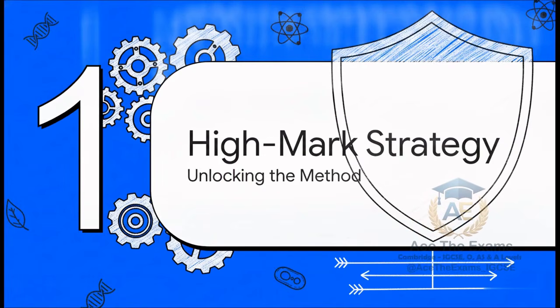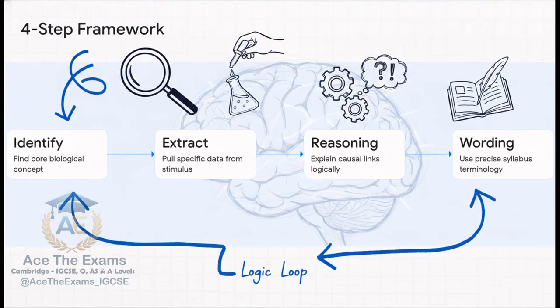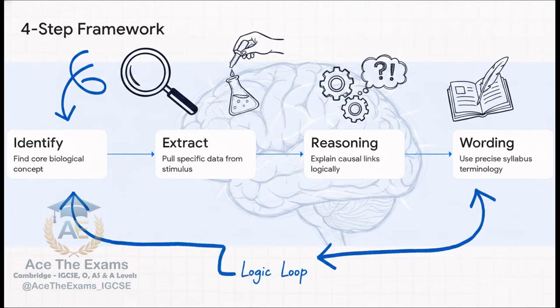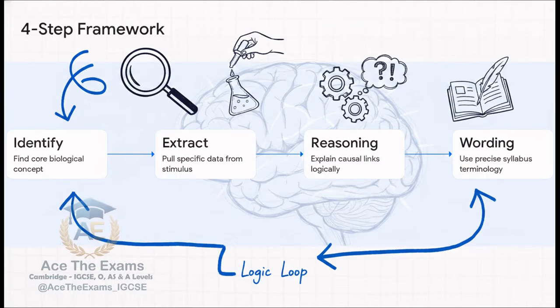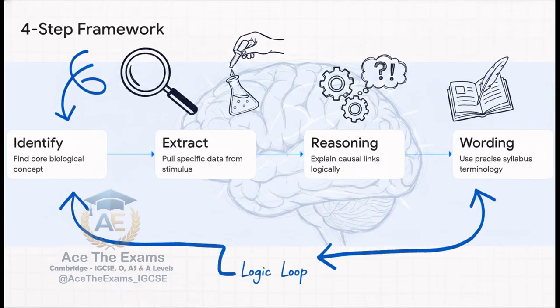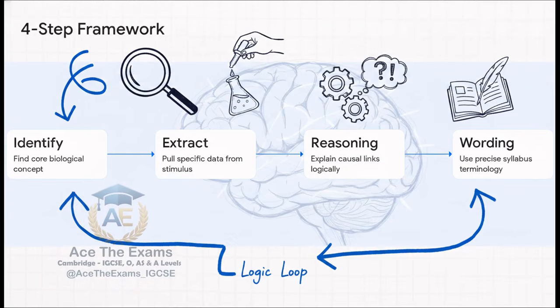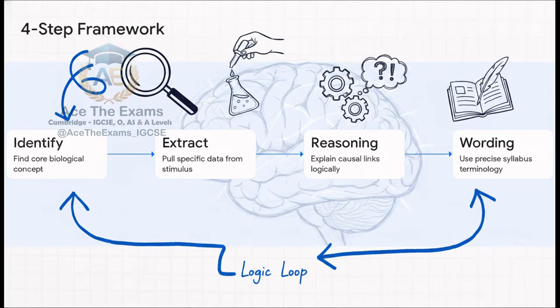We're unlocking the method. Let's establish a bulletproof framework you can apply to literally any syllabus topic. This brilliant four-step framework is your anchor, and I really want you to burn this into your memory. Always start with concept identification. Then, extract specific evidence and data. Next, link them with scientific reasoning, meaning you explain the why. And finalize your answer with precise examiner wording. We call this the logic loop, and it's exactly how you secure those crucial method marks.